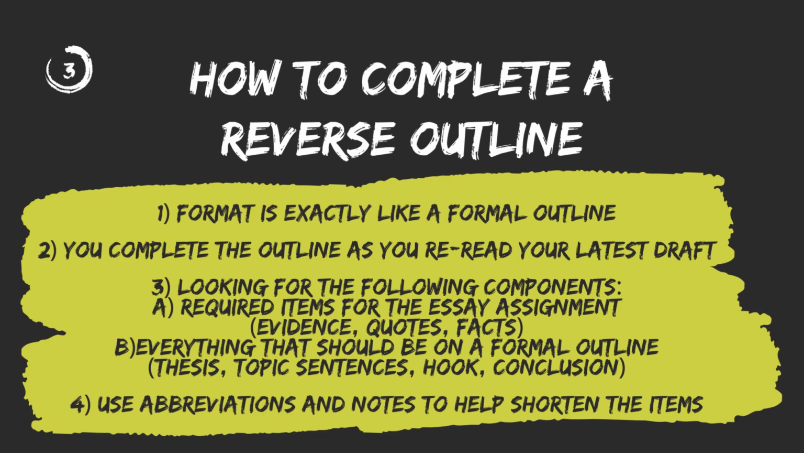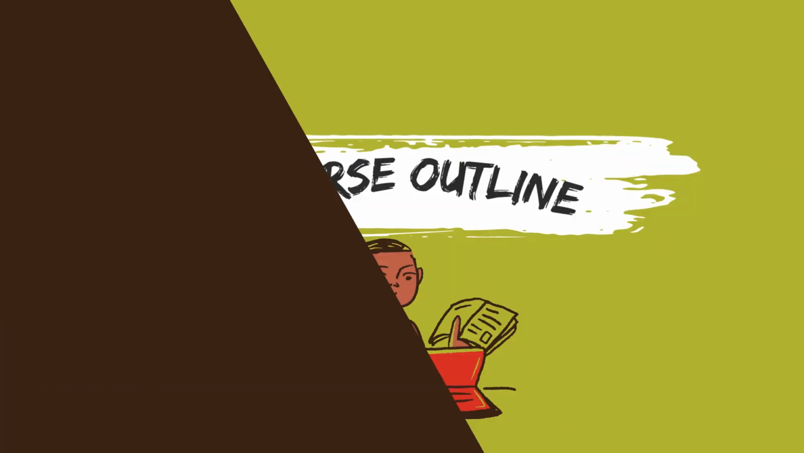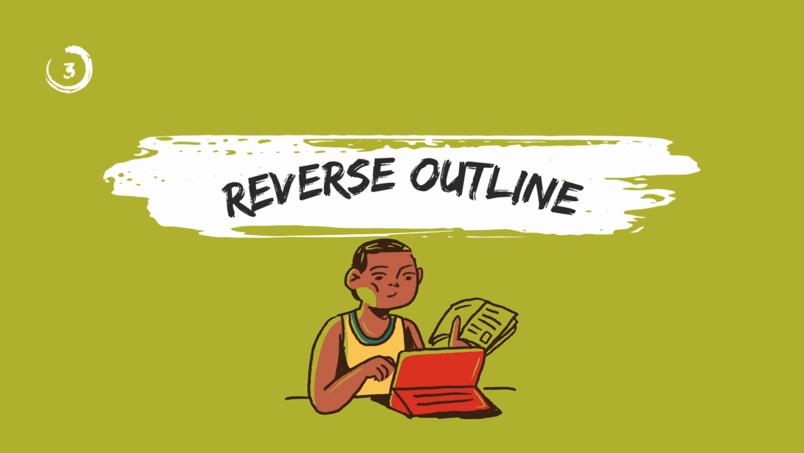And the best way to make sure that you're not just rewriting the paper or copy and pasting the paper into an outline is to use abbreviations and some notes or some type of shorthand to help you shorten those items up so that you're not just writing the paper into the outline. So a reverse outline looks like a formal outline, but it is something that you've completed after you have written your paper as a way to revise and review.